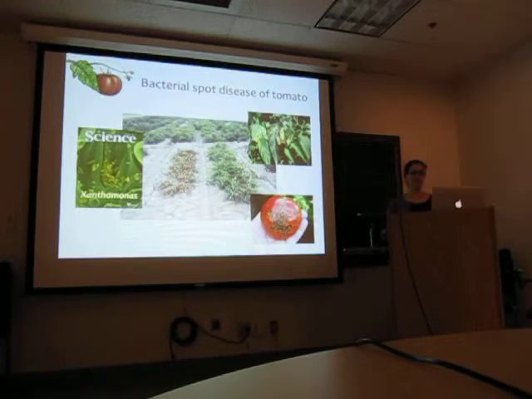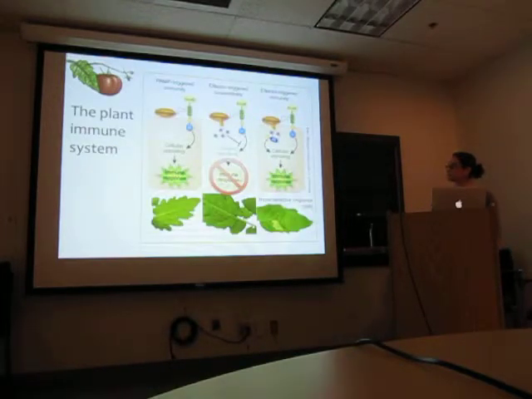So one of the things we've been interested in in the Staskawicz lab is looking for sources of genetic resistance that we can put into cultivated tomatoes against this disease. And so what do I mean by genetic resistance? Here's a quick primer in plant immunity. So pathogens like bacteria, in the case of Xanthomonas, they can live in the soil, on decaying plant matter. They can survive on the leaf surface, and then they get into the leaves through stomata or wounds. And they live in the apoplast of the leaf between the plant cells.